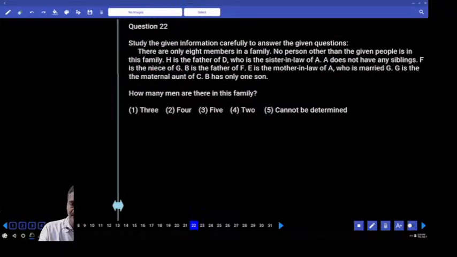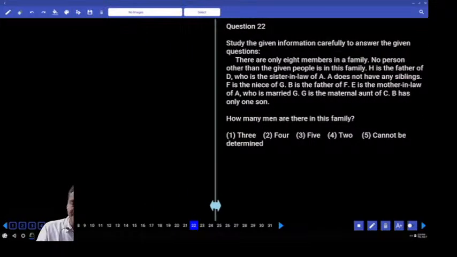The next one, now in question number 22 onwards, there are only 8 members in a family, no persons other than H is the father of D. Now who is this H? H is the father of whom? Father of D. And D is the sister-in-law of A. Now this D is a female and a sister-in-law of A, and A does not have any siblings.